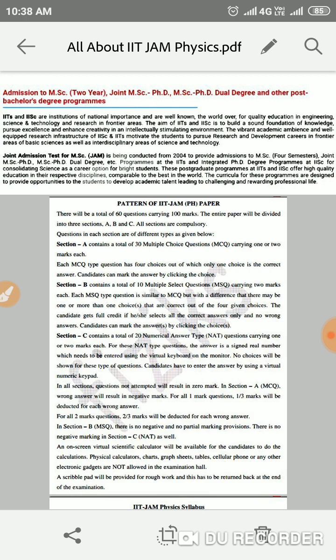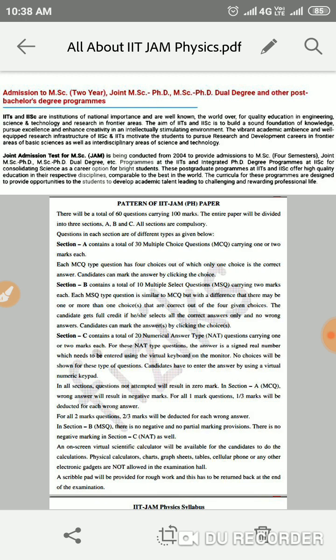So let's start. The IIT JAM paper is conducted in the month of February every year. Actually, it is conducted on the second Sunday of February. The forms are out in the first week of September, and it stays until mid-October, and the results are declared generally in the third week of March.